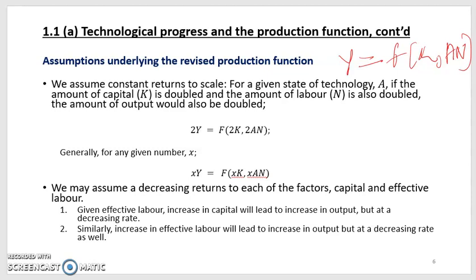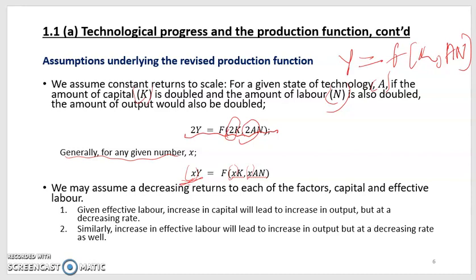This means that for a given state of technology A, if the amount of capital is doubled and the amount of labor is doubled, the amount of output will also double. This is shown by this function that represents a constant return to scale when both inputs double. This can also be shown generally for any given number represented by x. An x change in both factors of production will result in an x change in total output.